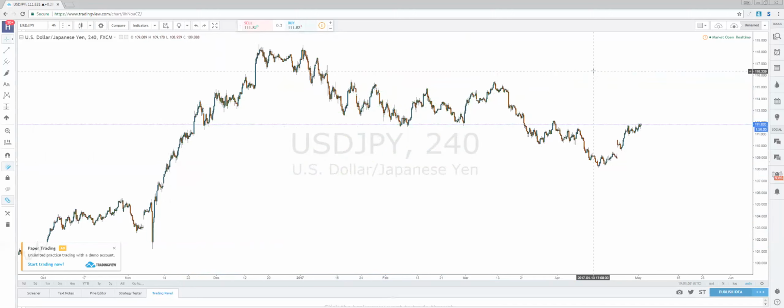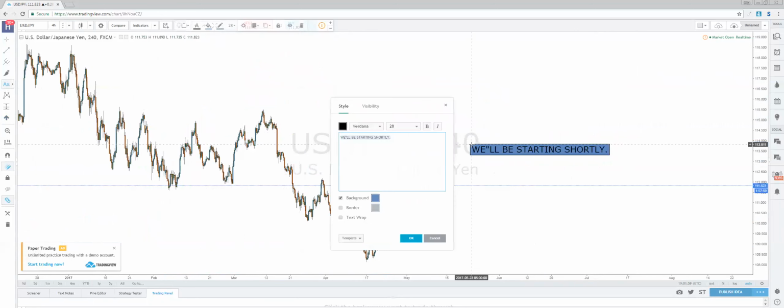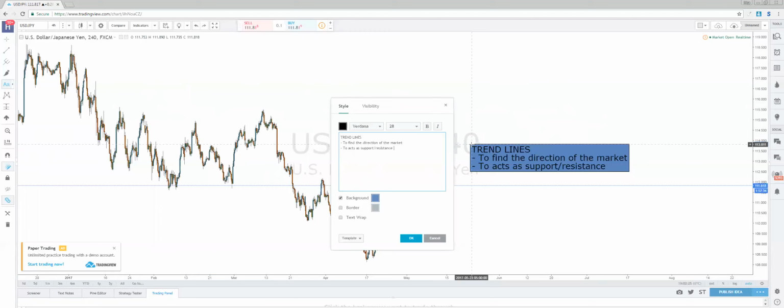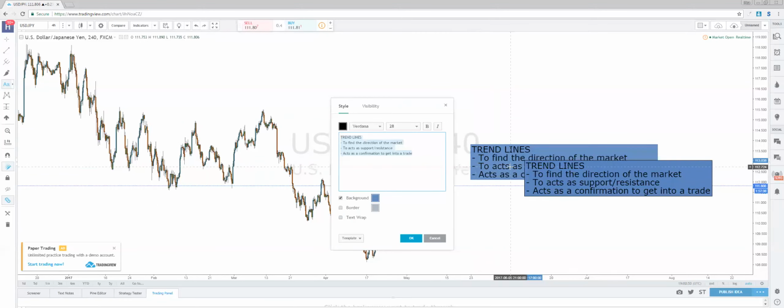Now we use trend lines for a couple of reasons. We draw trend lines to find the direction of the market, to act as support and resistance, and I'll cover support and resistance in a more in-depth training within the next week or so as well. So trend lines are pretty much to show you where the direction of the market is going, to act as support and resistance, and to act as a confirmation to get into a trade. Oh, erase that.